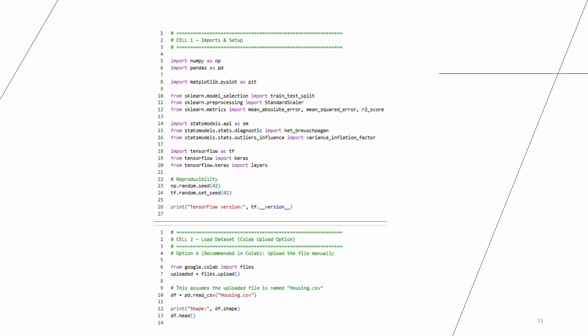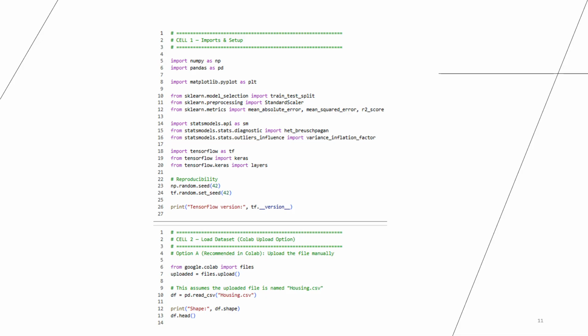Now, once our environment is set up, we move into the second cell, where we load the dataset. Since this notebook is designed for Google Colab, we use Colab's upload utility. When we run this cell, Colab will prompt us to select a file from our computer and upload it into the session. This code assumes the uploaded file is named housing.csv. Once the file is uploaded, we read it into pandas and store it in a data frame called df.